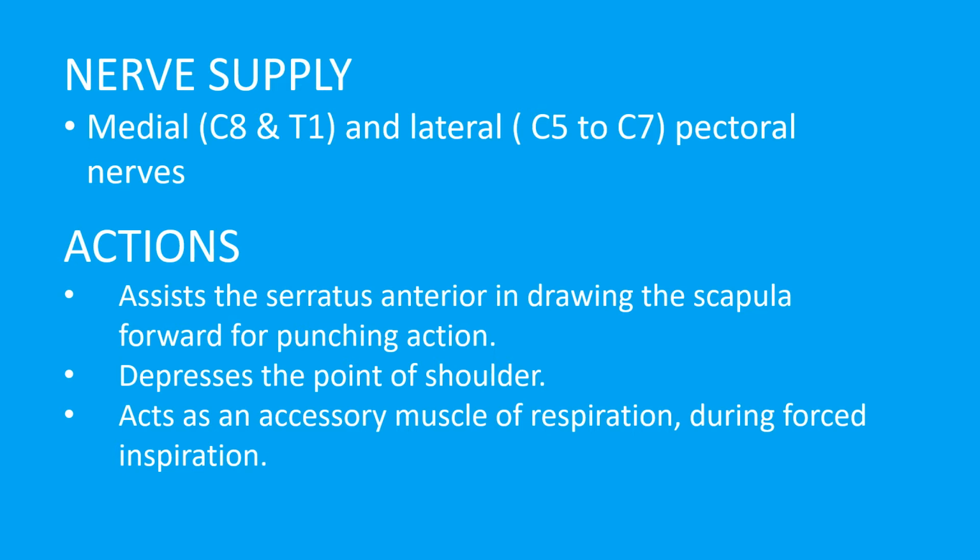Actions: assists the serratus anterior in drawing the scapula forward for punching action. Depresses the point of shoulder. Acts as an accessory muscle of respiration.